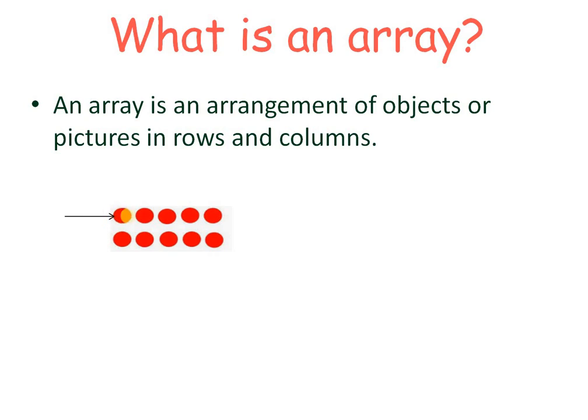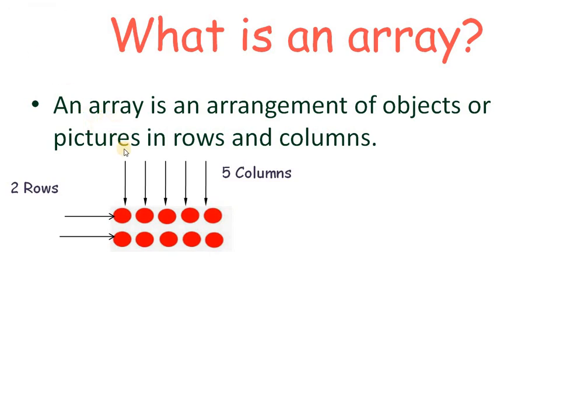Let's count them. This is the first row, and this is the second row. So here we have 2 rows. How many columns are there? Remember, a column goes up and down. Let's see how many columns there are. So this is the first column, the second column, third, fourth column, and the fifth column. So here we have 5 columns.